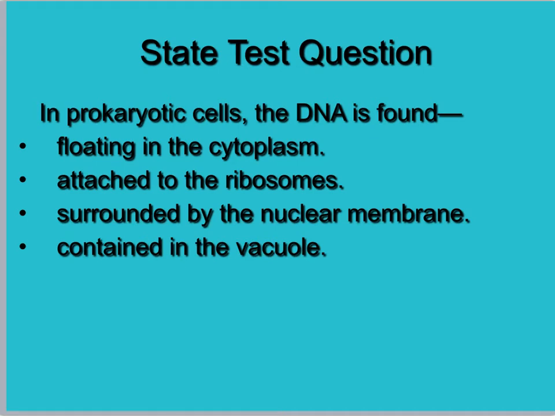So in prokaryotic cells, the DNA is found: A, floating in the cytoplasm; B, attached to the ribosome; C, surrounded by the nuclear membrane; or D, contained in the vacuole. So very important you pay attention to what kind of cell it is, because later on we'll start mixing in eukaryotic cells. So in a prokaryotic cell, though, the DNA will be found, hopefully you said, floating in the cytoplasm.